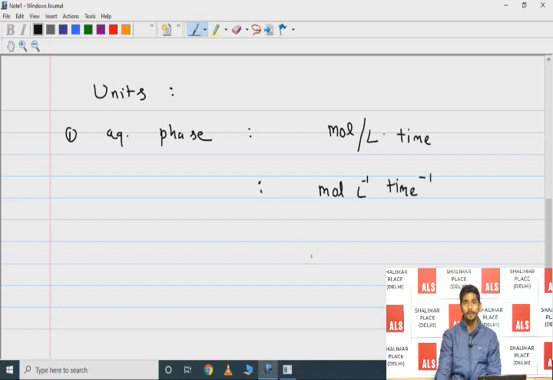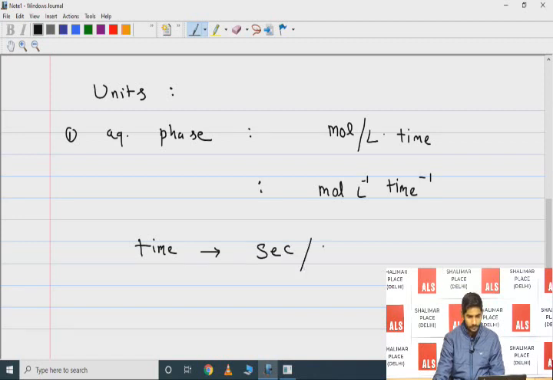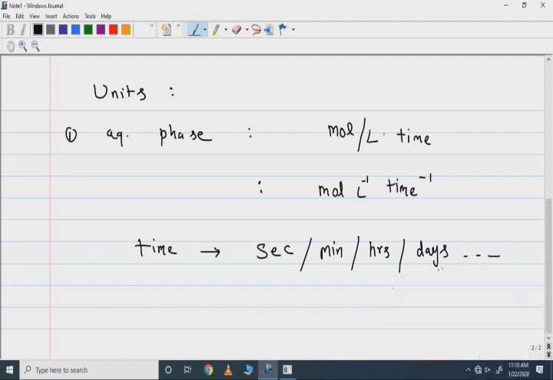I am not putting any value of the time, but if we talk about the SI unit, we will simply put seconds. But here the unit of time can be anything: seconds, minutes, hours, days, years, anything. So we have to deal accordingly, whatever is mentioned in the problems. So it can be second, minute, hours, days, etc.